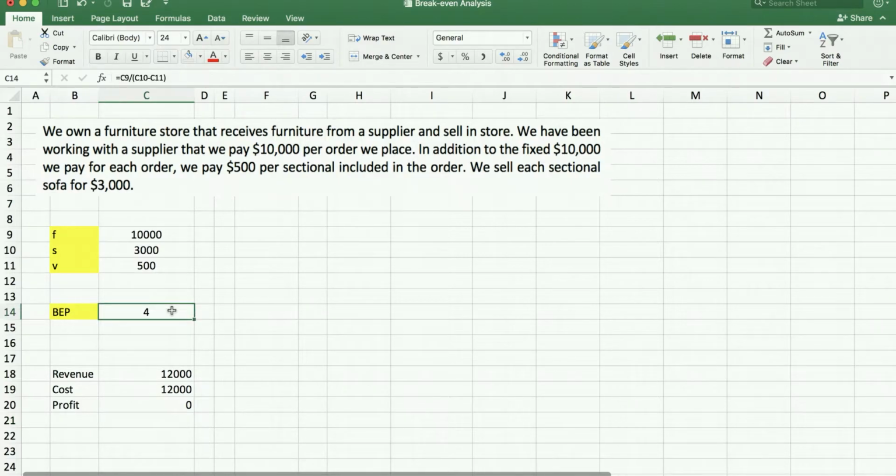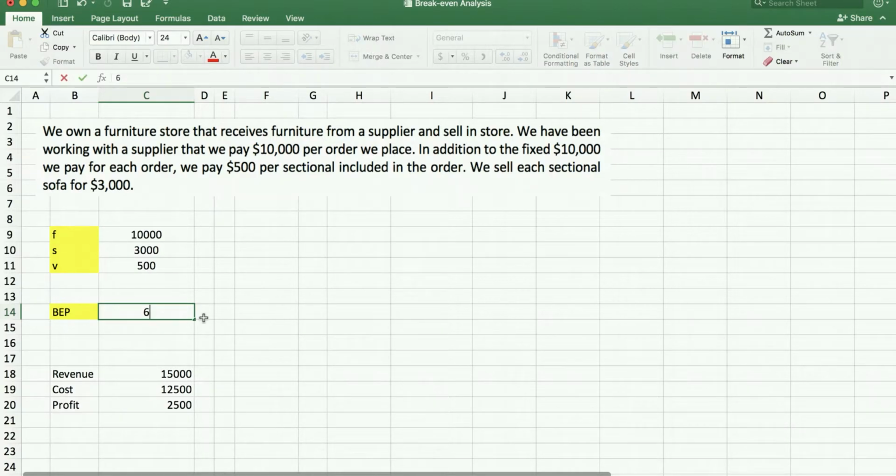But let's see what happens if you sell 5 sectional sofas. Okay, so I changed this to 5 and Excel automatically updated all the values. Okay, so that's why I wanted to show you this way, because that will help you if you want to make some small changes in your input to calculate your revenue, cost, and profit. So what happened is, you can see that the profit is now $2,500. Okay, so at 4 units or 4 sectional sofas, we are making $0. But if we sell 5 sofas, we are making $2,500.